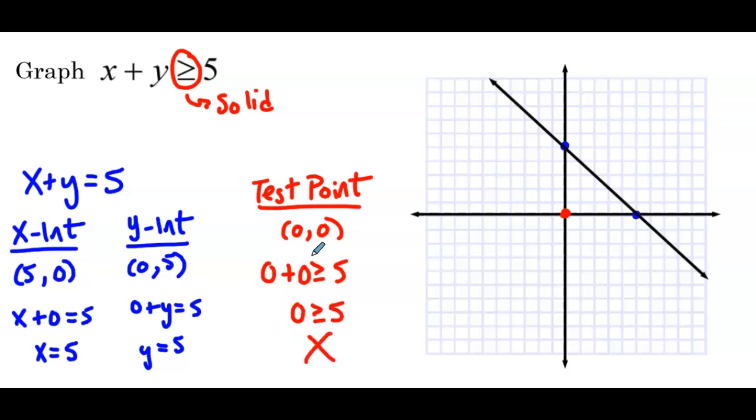It is not. So that means our solution set is all the points above the line, the side of the line that doesn't include the test point, doesn't include the origin. So we shade on the other side. If the test point doesn't work, the solution set is on the other side of the line. If the test point works, then we shade on that side of the line. So there is our solution set of the inequality.